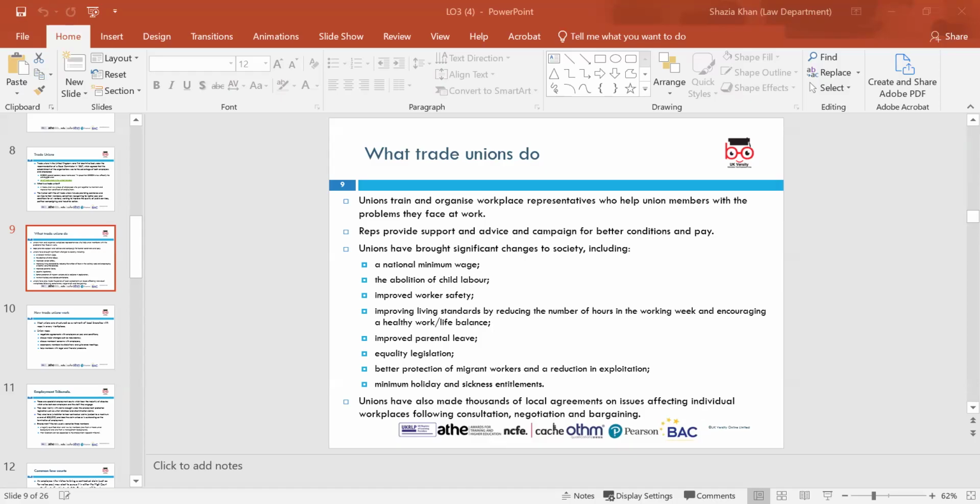They try to improve working conditions and help individuals in the UK, and it's really important to try to join a trade union when you do get a job.